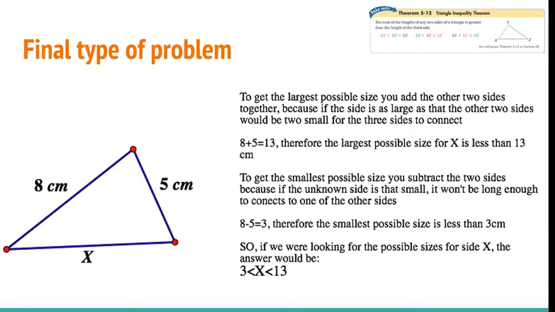To get the smallest possible size, you do the opposite. You subtract. Because if it's too small, it won't be big enough to connect to the other sides. 8 minus 5 is 3. Therefore, the smallest possible size is 3 centimeters. You have to set this up as a compound inequality. So the final answer you'd put on your paper would be 3 is less than x, which is less than 13.